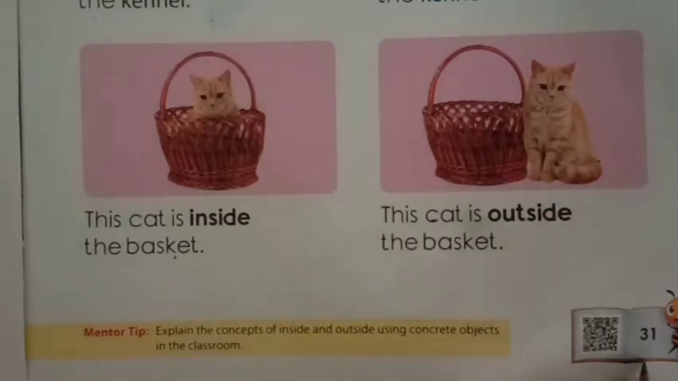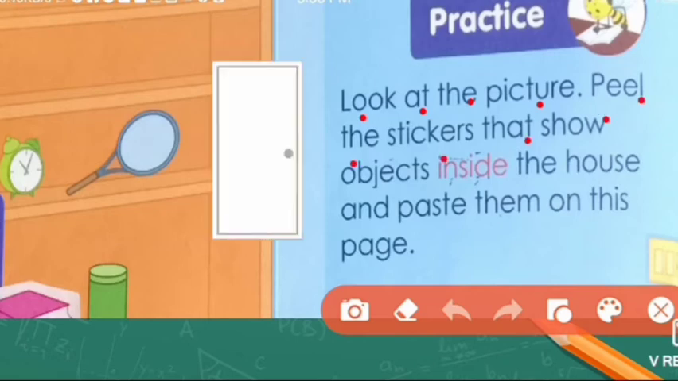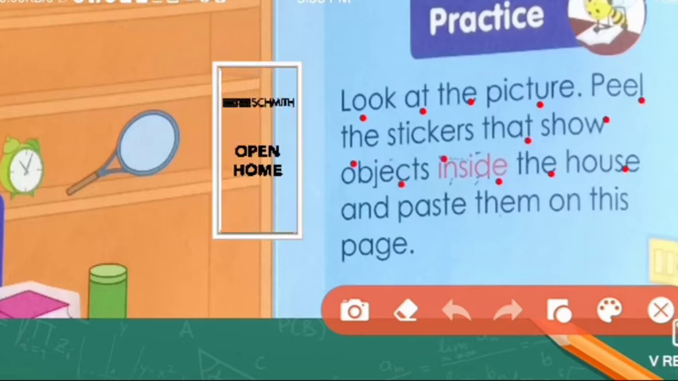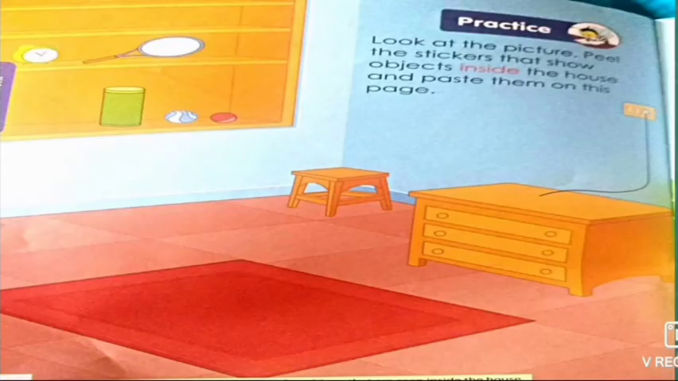Students, this is page number 31. You have to read this page carefully. Now we will do page number 32. Firstly, we will read the heading. Look at the picture. Peel the stickers that show objects inside the house and paste them on this page. आपकी बुक के लास्ट पेज पर कुछ स्टिकर्स दिए गए हैं. आपको वहां से उनको पील करना है और उसमें से फाइंड आउट करना है कि कौन से ऑब्जेक्ट्स हैं जो घर के इनसाइड हैं, जो घर के अंदर रखे जाते हैं.